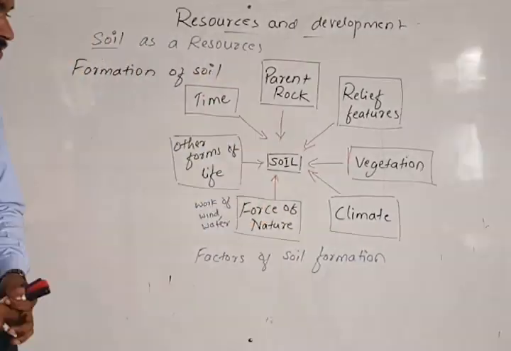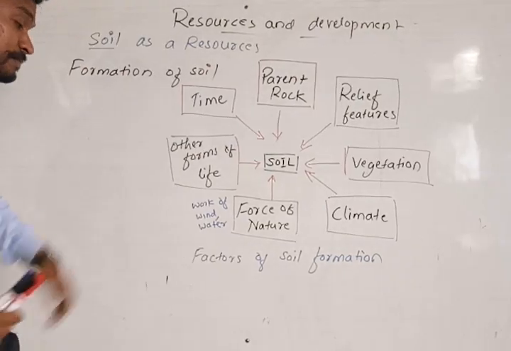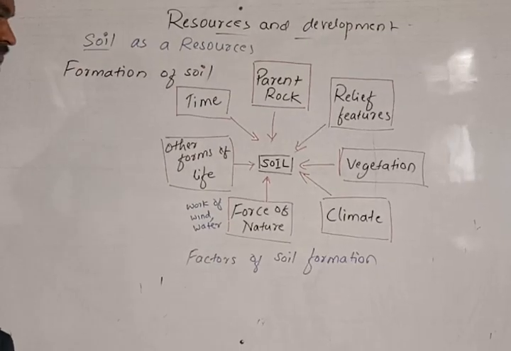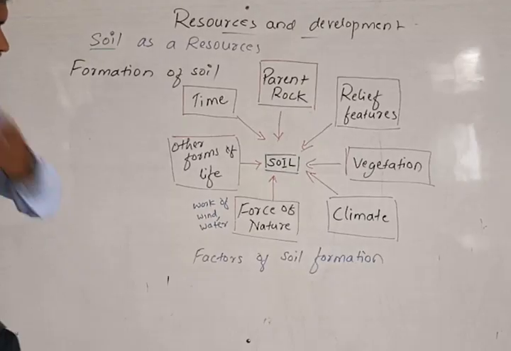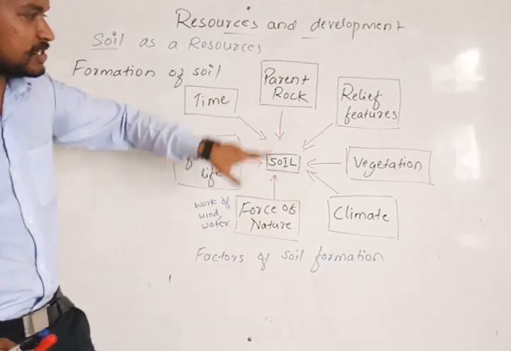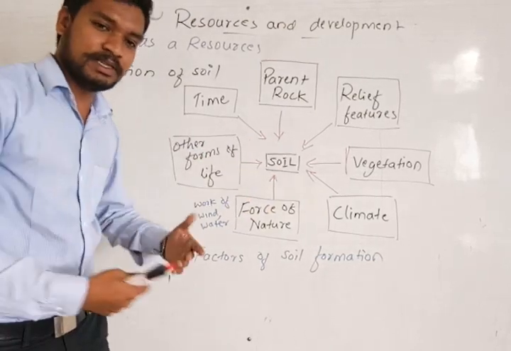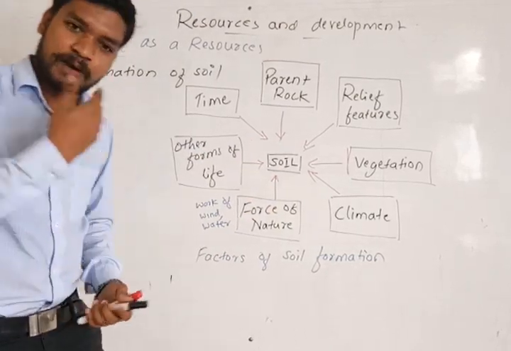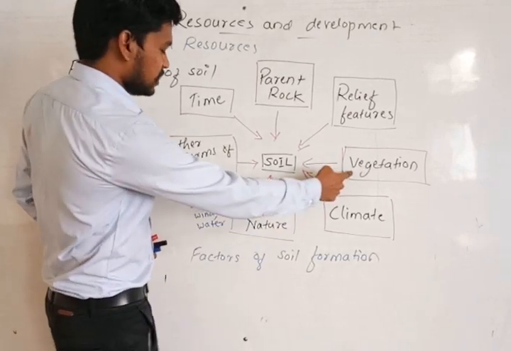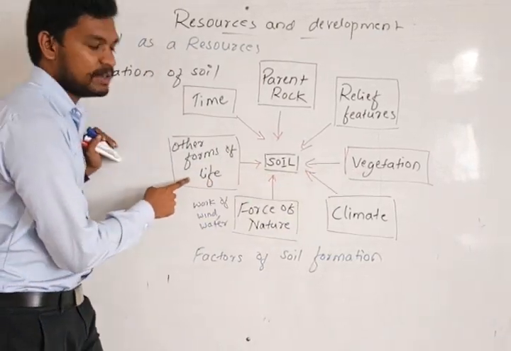Is that clear? Write on this. Write on this picture diagram. So we'll get a different color and texture because of this parent rock. Then we'll get a different humus in the soil and different chemical components in the soil because of these vegetations and other forms of life.